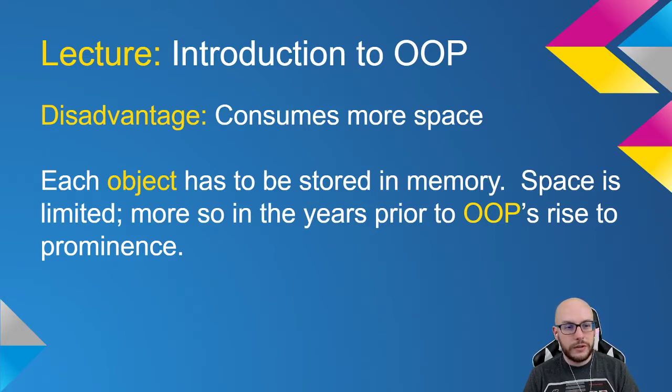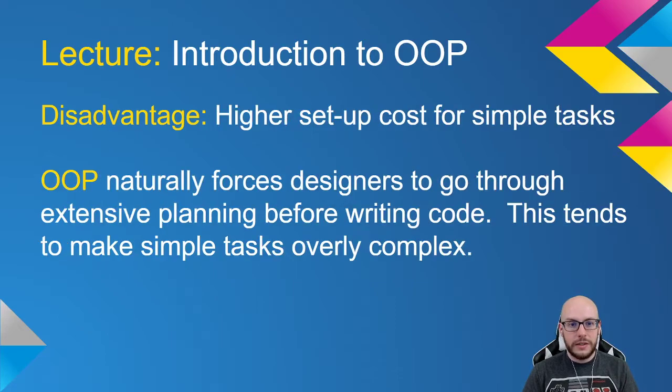There are some disadvantages with OOP. Each object has to be stored in memory, and space is limited, more so in the years prior to OOP's rise to prominence. That example that I gave earlier, where you take a string and a double, and you want them to be associated with each other, so you wrap them up together, well, that string is going to take up the space that it takes up, and the double is going to take up its space. Then you have this wrapper. Well, that takes up space, right? You need a bit of data to basically say that these two variables are linked together. And that's where the extra space comes in.